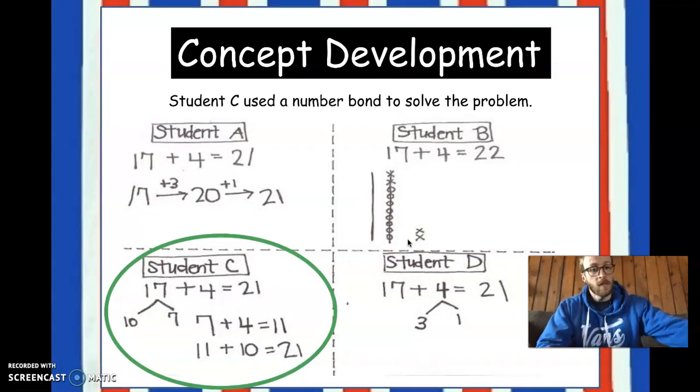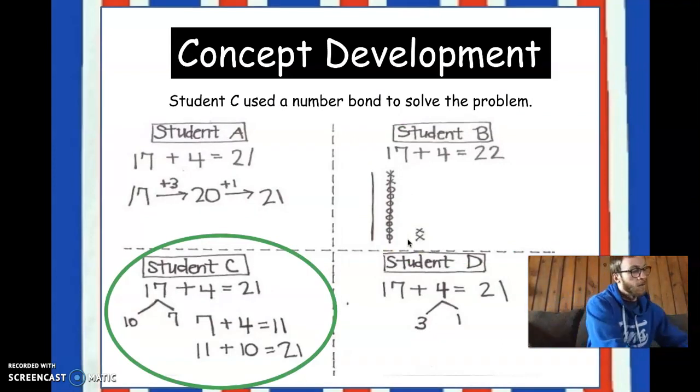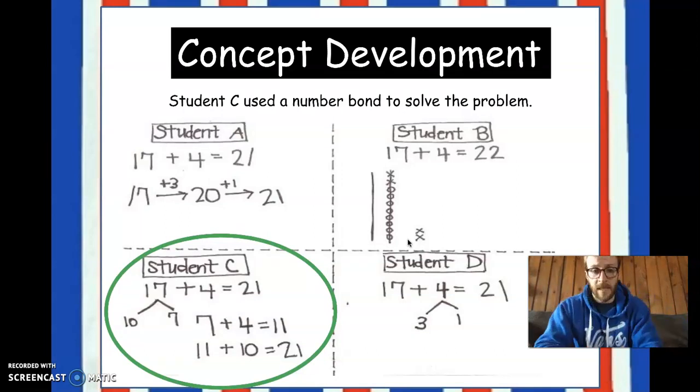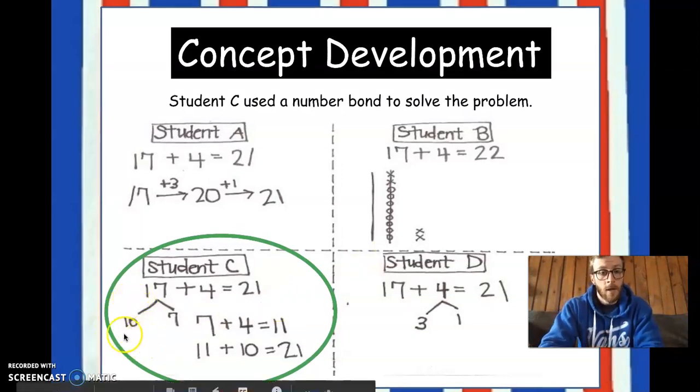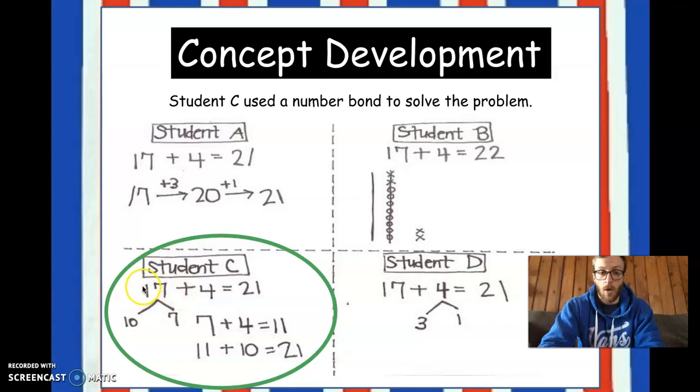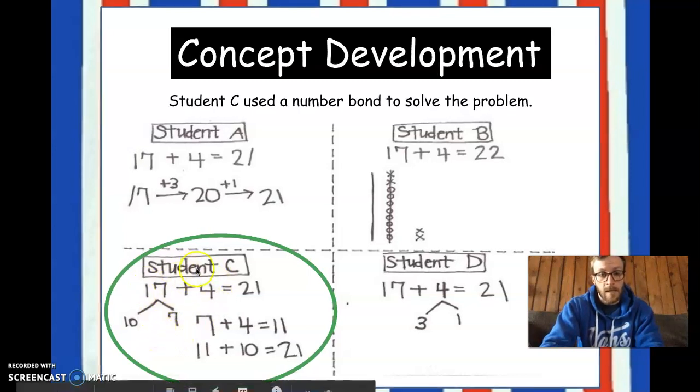So this shows student C used a number bond to solve this problem. And they split apart 17. I like that. It looks like they're showing that they wanted to work with a 10. So student C used the number bond and split apart the 17 into its 10s and 1s. So they got 10 and 7 plus 4. They don't have a group of 17 now. If this was my work, I would have had that crossed out. But they added their 1s together first. They added 7 plus 4, and that's shown right here. 7 plus 4 equals 11.